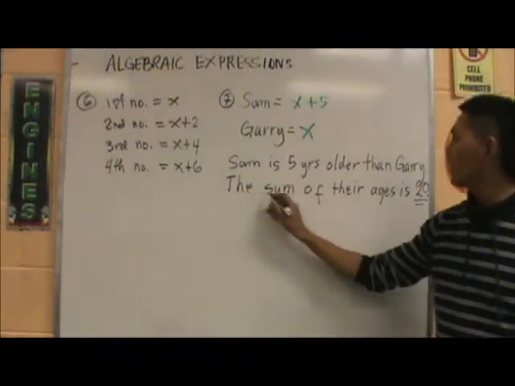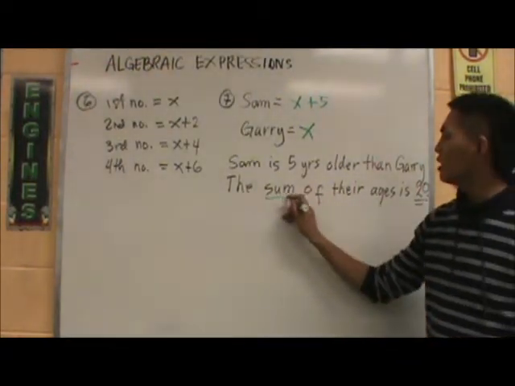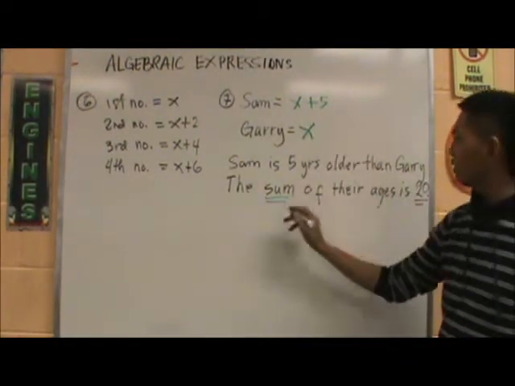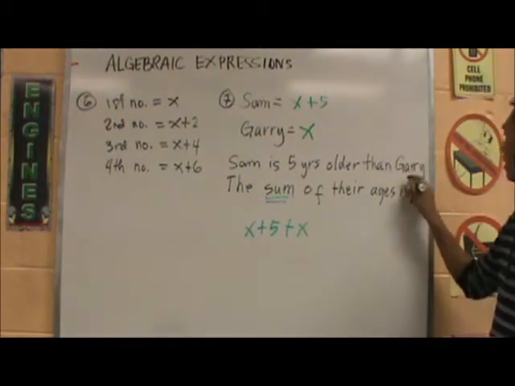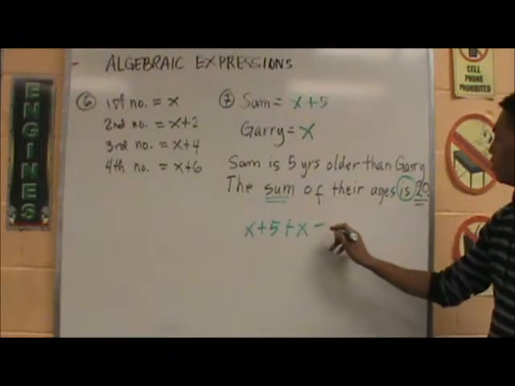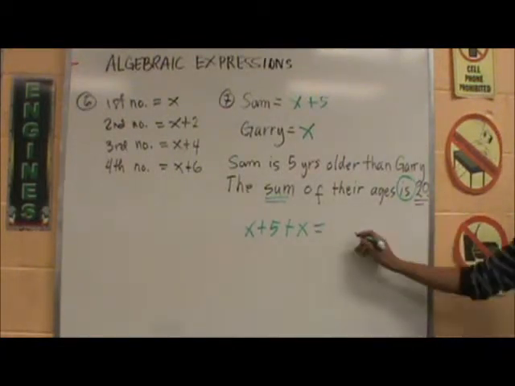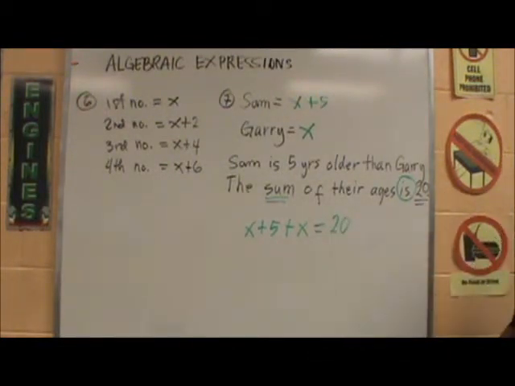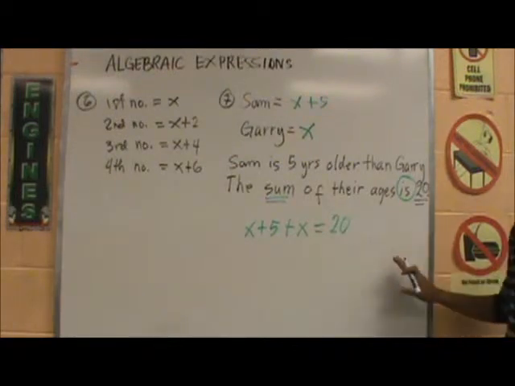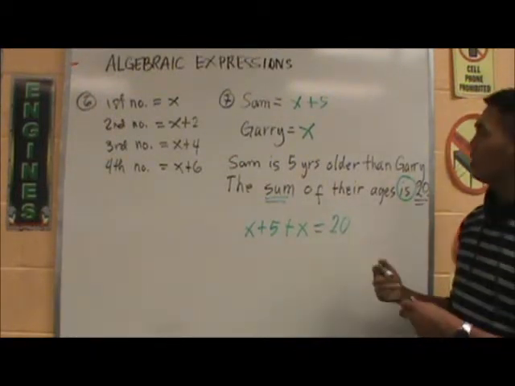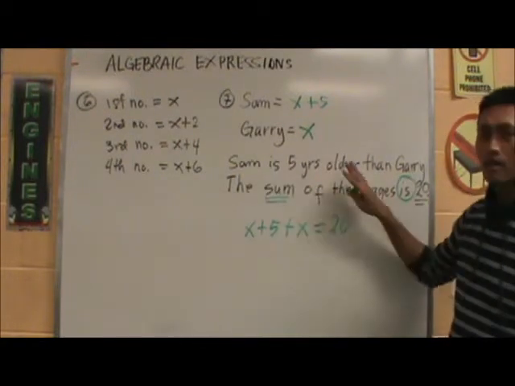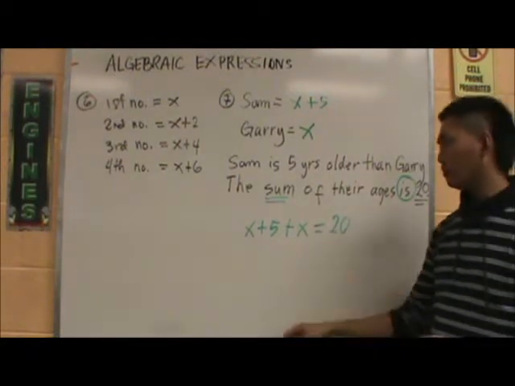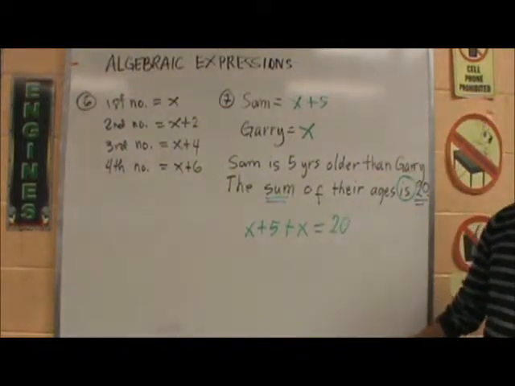But wait, the sum of their ages. Sum means add. So if I add them together, x plus 5 plus x, and for the word is, we're now going to use the equal sign, and then we have 20 here. Do not solve this yet. All I wanted to share here is how to write this in equation. Okay?